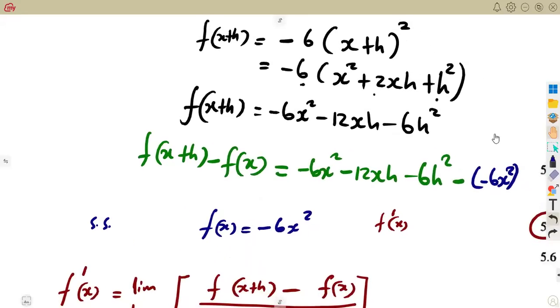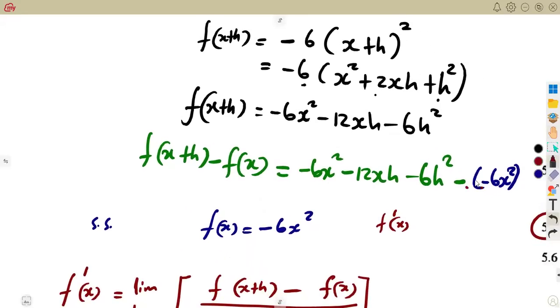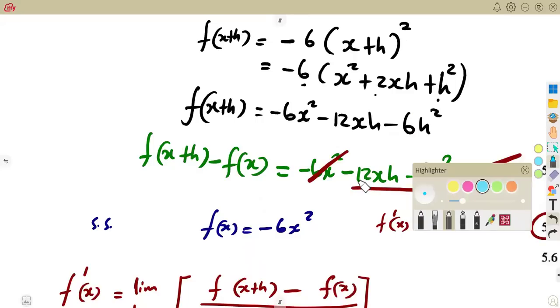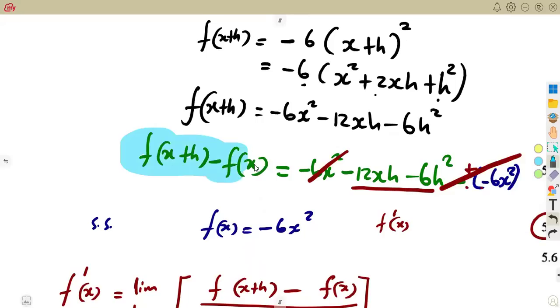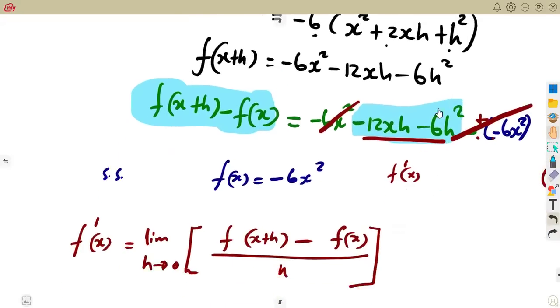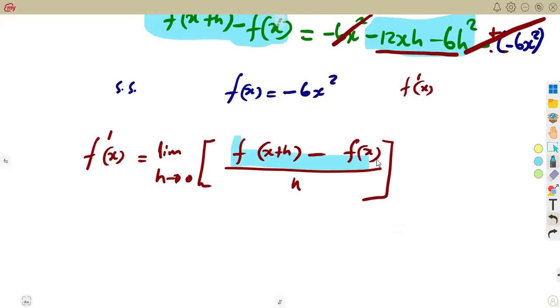So guys, knowing this is important. Minus, that's a plus. So definitely this was going to cancel. Minus 6x squared plus 6x squared, it was going to cancel. You remain with this. This is what you need, guys. This is the one that we need. f of x plus h minus f of x, the one that we got here. We're just going to sub this one.